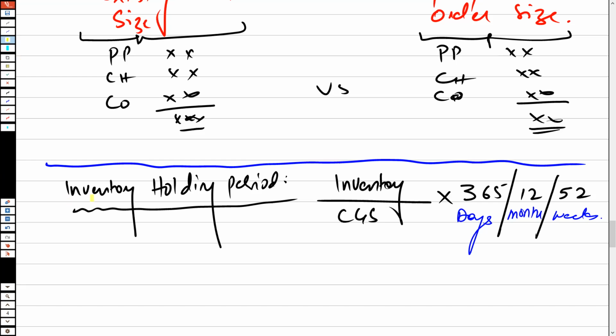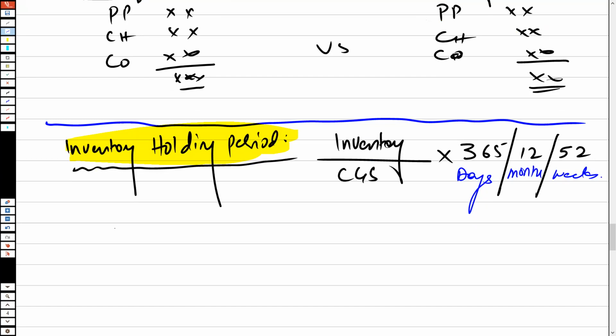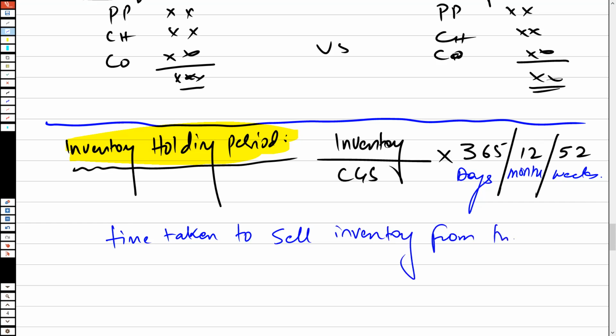Now, what does this inventory holding period tell us? The inventory holding period actually tells us the time taken to sell inventory from the date of purchase. So whatever the time that is taken in order to sell the inventory from the date of purchase, that is going to be considered as your inventory holding period. What is it going to be considered as? Inventory holding period.